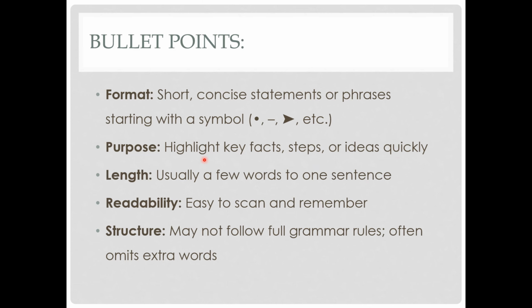The purpose of writing in bullet points is to give a highlight of the key facts or steps or ideas quickly, so that after having one look at this slide, you'll get to know everything important about bullet points. So this slide is one good example of how to write in bullet points. Length. What should be the length of bullet points? The length should be usually a few words to one sentence. एक sentence से ज़्यादा bullet points में नहीं लिखते. It should be a phrase or it should be a sentence, but not more than one sentence.